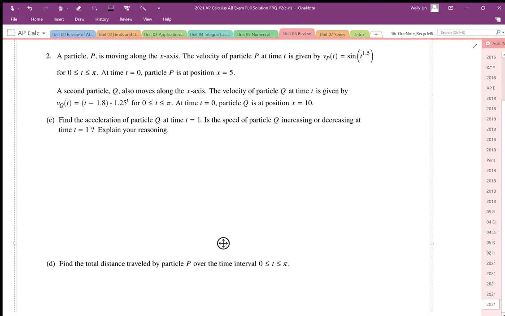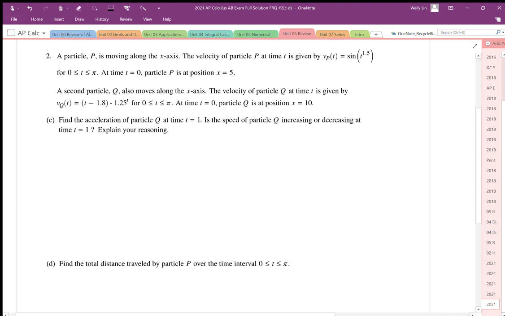Number 2C. And question number 2, just in general, is focused a lot on the idea of do you understand this idea of positive velocities and positive positioning and positive acceleration versus the negative versions of that. And for part D, we'll look at that in a second, but we talk about the distance traveled, which is slightly different. Okay, so here it says acceleration, find the acceleration of particle Q at time equals 1, and is the speed of the particle Q increasing or decreasing at t equals 1?